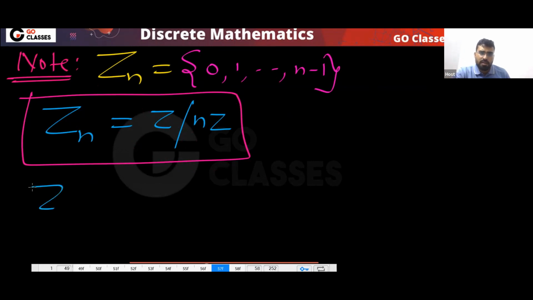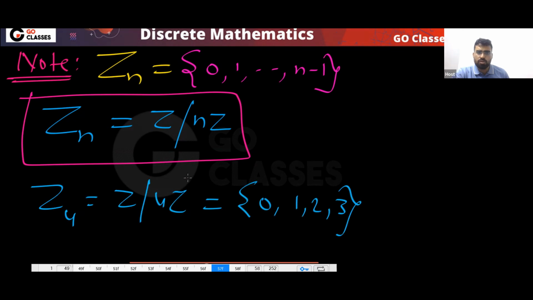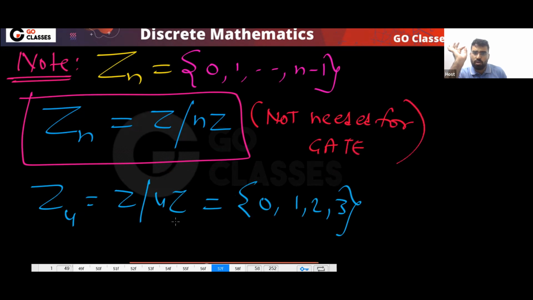So for example, if I ask you what is Z4, some authors will use this symbol, and both of them mean 0, 1, 2, 3. If you are reading any book and you see this symbol, you can check it out, it will be this. But don't worry, this is not required for GATE. You don't have to worry about these symbols.